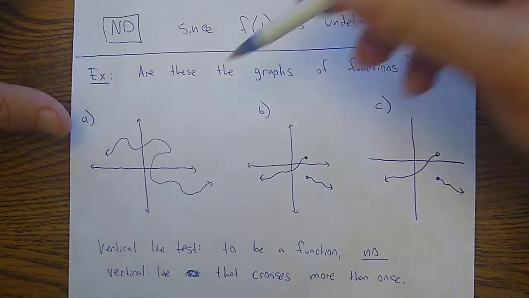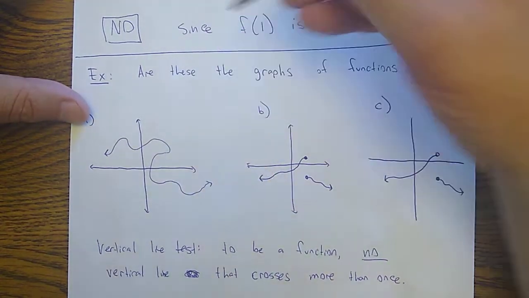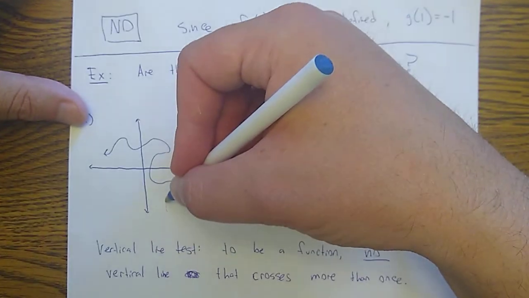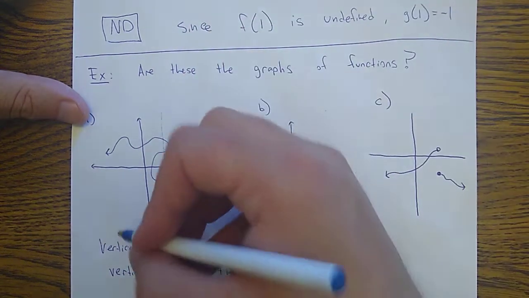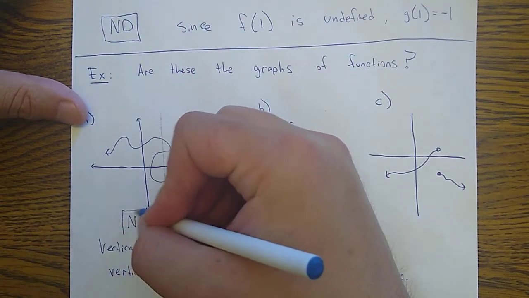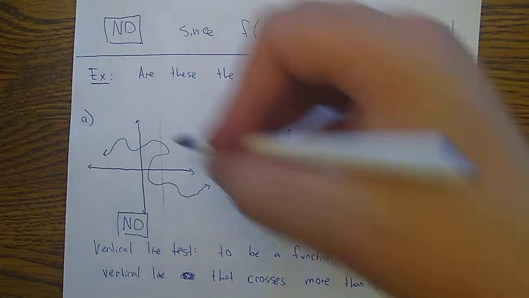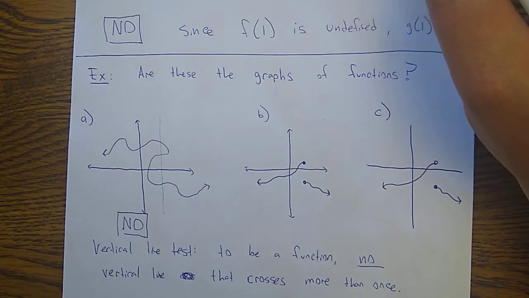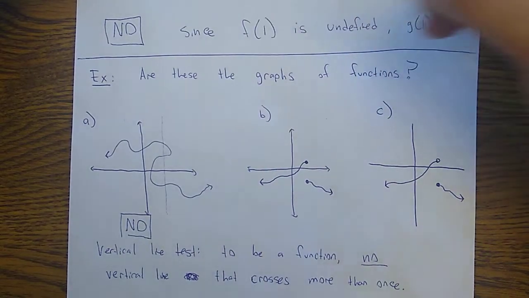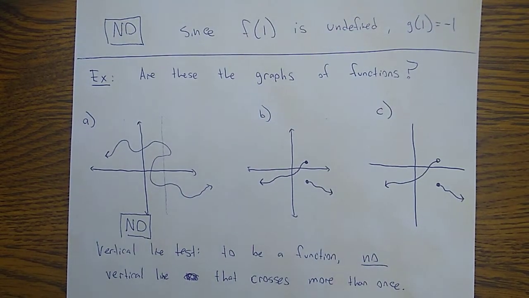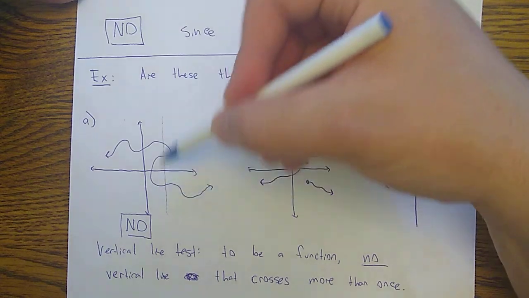In other words, if I'm able to draw a vertical line that crosses the graph, and maybe I can give this one away in this case, I can draw this vertical line, and it crosses 3 times. So the answer for this one is no, it's not a function because I'm able to draw a vertical line that crosses more than once. There's other vertical lines, like this vertical line only crosses once, but that's irrelevant. The point is there is a vertical line that crosses more than once, so it's not a function.